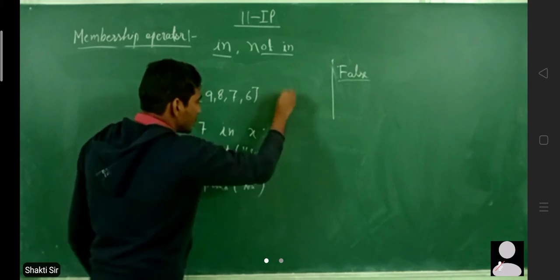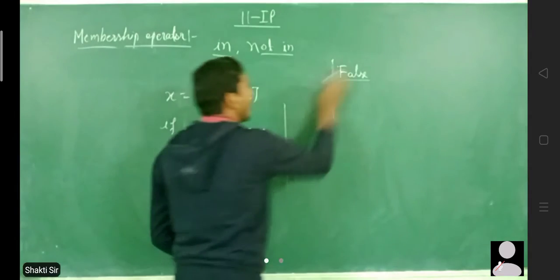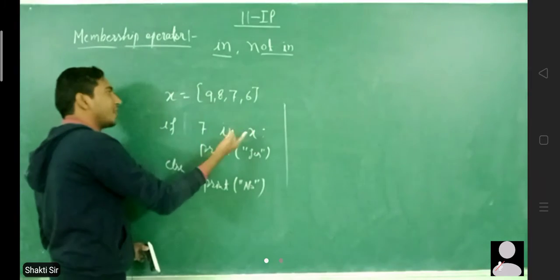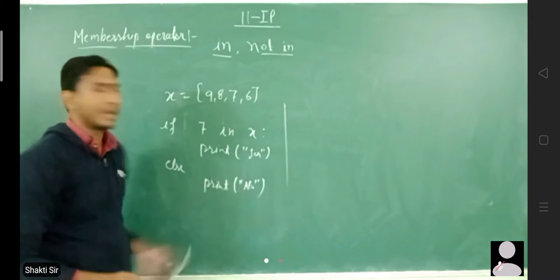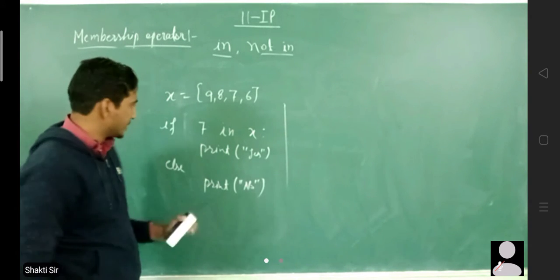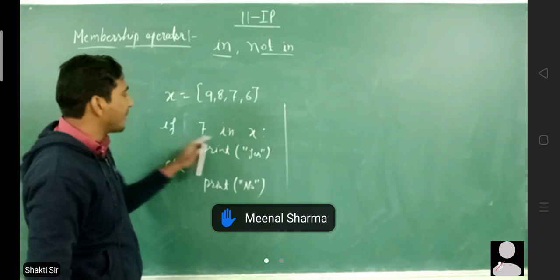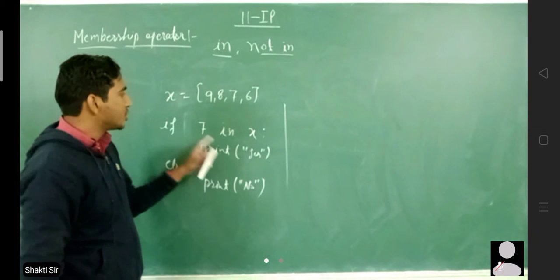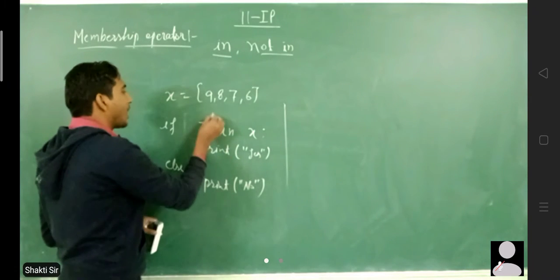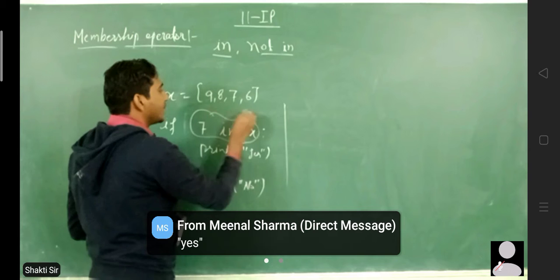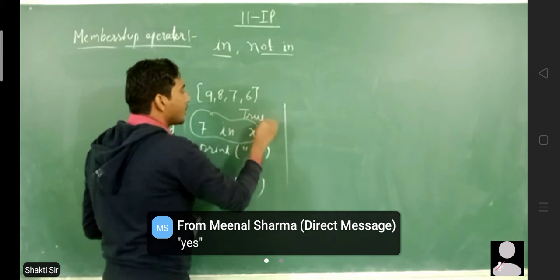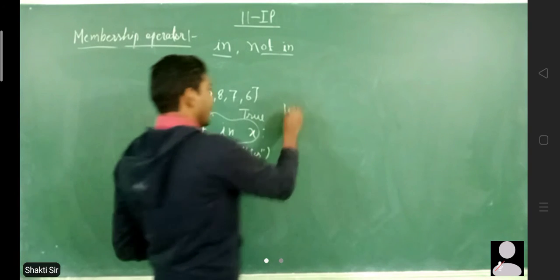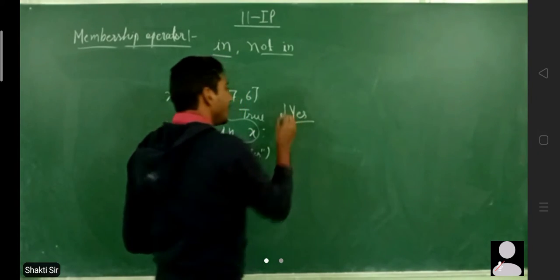Okay, so if I run this program, then what will be the output? Because x is a variable and the value of that variable is a list, and the list contains these 4 elements, 9876, and here I am checking if 7 in x. So what I am saying is that 7 is in x. ठीक है, 7 जो है वो x में, yes, true. So basically the output of this expression is true. So basically yes will be printed here.